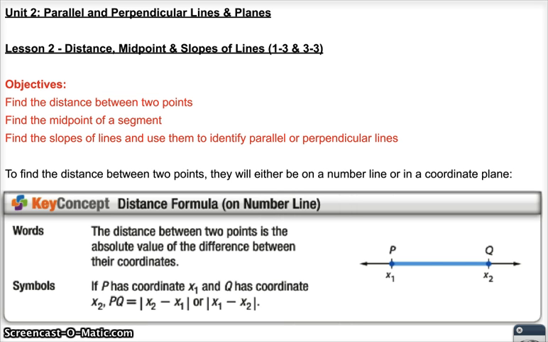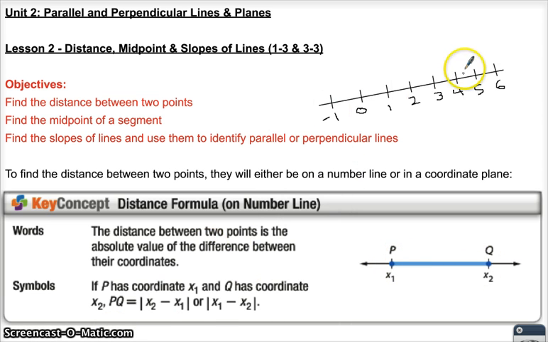Now coordinates can happen in one dimension, like a number line, which you don't really think about very much anymore. You probably did a lot of this in elementary school. And coordinates can also happen in two-dimensional systems, like the x and y plane, which you're very used to from last year. On the number line, distance is really easy to identify because all you have to do is subtract the coordinates.